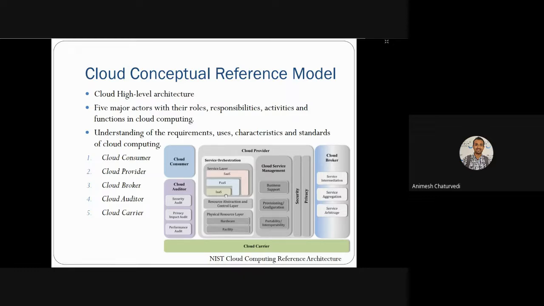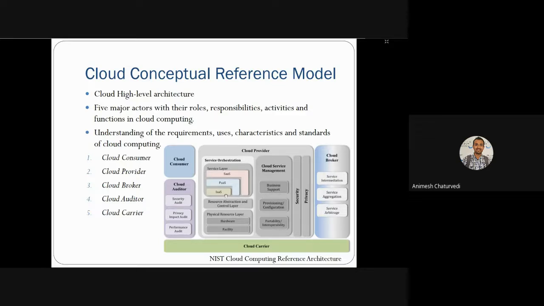Then we'll discuss the cloud consumer. Cloud consumer is simple. If we are using some cloud, then we are a cloud consumer. What is the role of the cloud auditor? The cloud auditor has a big role to play in measuring whether a cloud provider is providing good security or not, whether the provider is providing better privacy or not, performance auditing, what the availability of the service is, and what the turnaround time of a service is. All these things are measured by the cloud auditor.